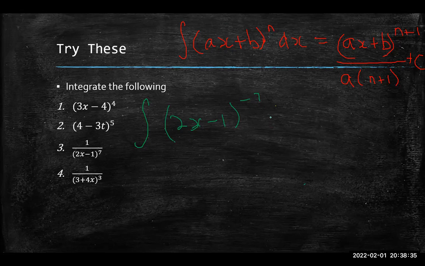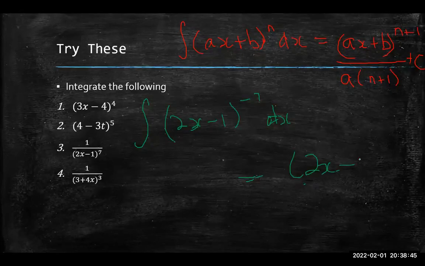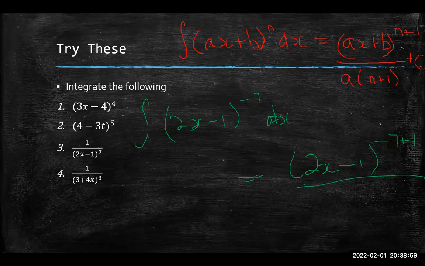ax plus b to the n. Anyway, apply my rule. That's all I'm doing. I put 2x minus 1 to the n plus 1. n is -7, plus 1. That's 1 on a by n plus 1. Can anybody tell me what's the value of a?